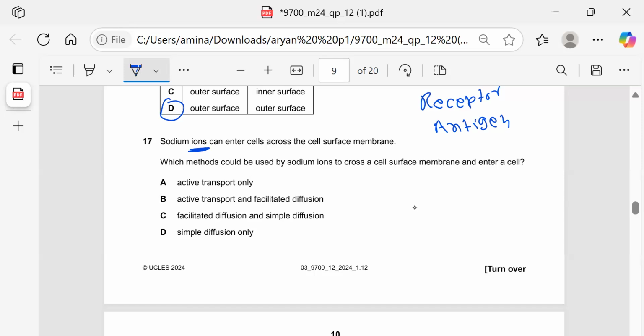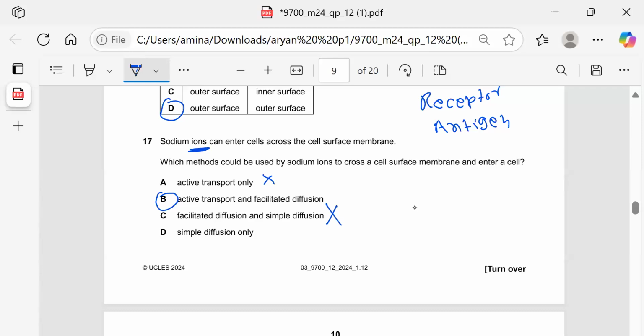Now, the next thing which is going to decide whether it happens by active transport or by facilitated diffusion is going to be decided by the concentration difference. If it is moving from high concentration to low, it will be facilitated diffusion. If it is happening the other way around, against the concentration gradient, it will be active. So only active transport is wrong because it depends on the concentration gradient. It can happen through active or facilitated.